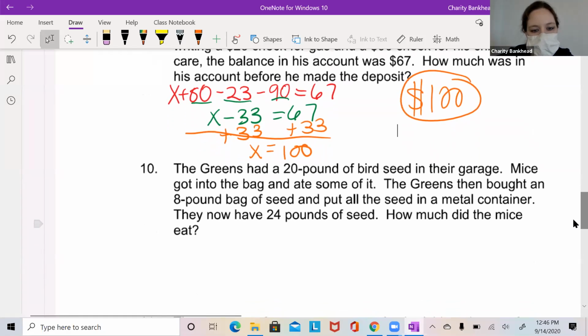Number 10 said the Greens had a 20-pound bag of birdseed in their garage. Mice got into the bag and ate some of it. The Greens then bought an 8-pound bag of seed and put all the seed in a metal container. Now they have 24 pounds of seed. How much did the mice eat?